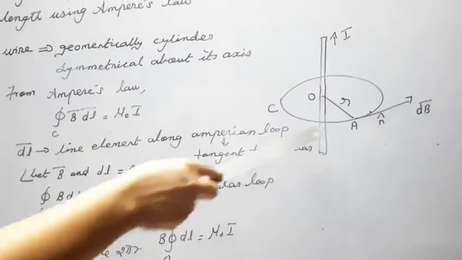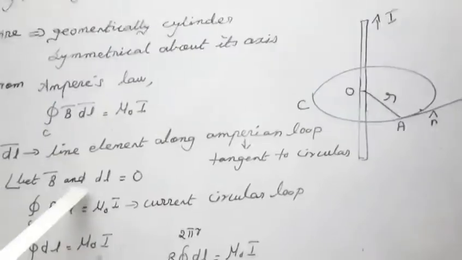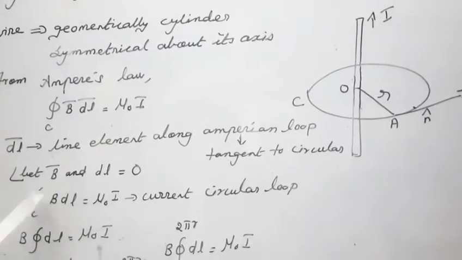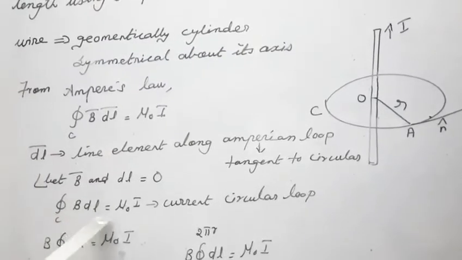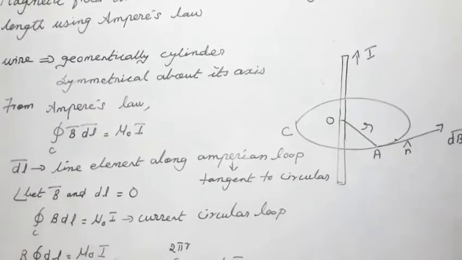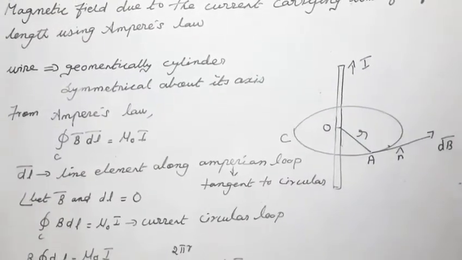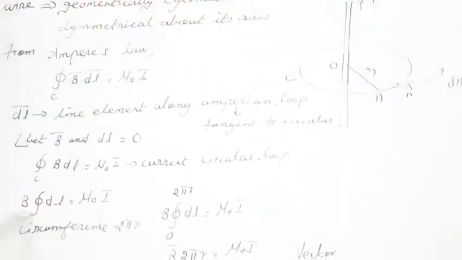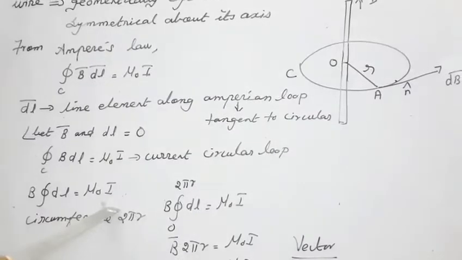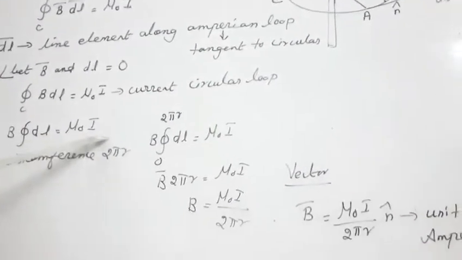Amperean means tangent to the circular loop. Therefore, the angle between the magnetic field vector and the line element is 0. Therefore, the closed integral of B·dl equals mu naught I, where I is the current enclosed by the Amperean loop. Due to symmetry, the magnitude of the magnetic field is uniform over the Amperean loop. Therefore, we can take B outside: B times the closed integral of dl equals mu naught I.